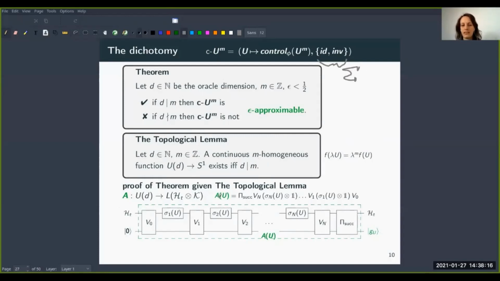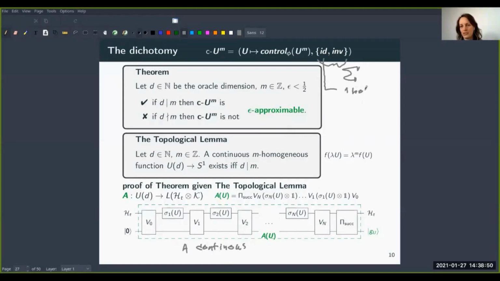Because we can write A of U, the implemented operator by the algorithm, as a multiplication of gates. And then if each query is continuous, so all the query functions inside the query alphabet are continuous, then A is continuous because it's just a multiplication of continuous functions. And the same goes for homogeneity. And also note that continuity is the case for identity and inverse, and also homogeneity.